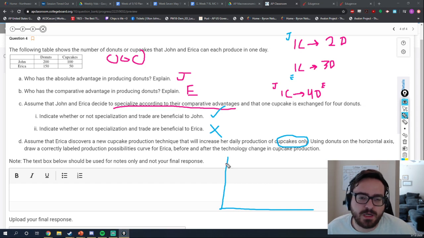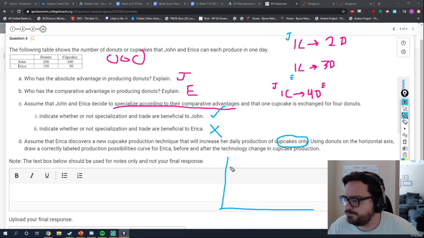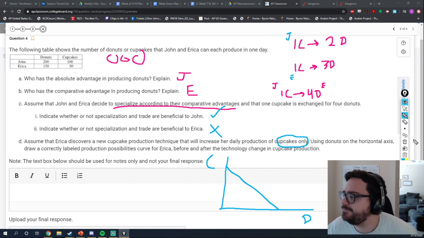Now for this one, bowed out versus straight line, cupcakes and donuts are pretty similar. They would use mostly the same resources, I think. So I would probably draw this one with a straight line. It doesn't really matter. They wouldn't have really cared here. Donuts are my horizontal axis. Cupcakes are my vertical axis. This is my original line.